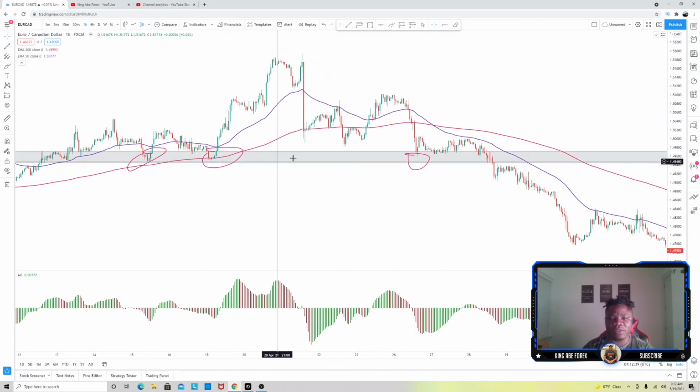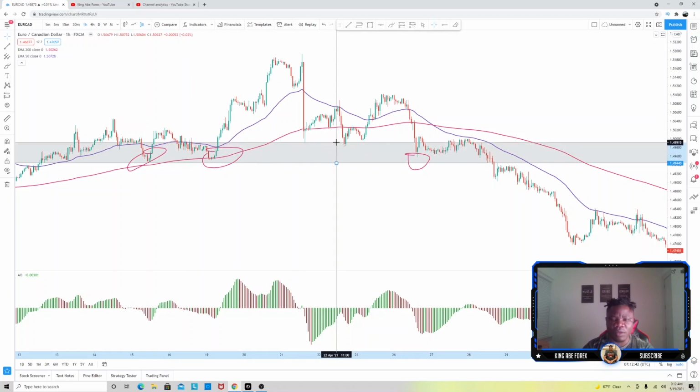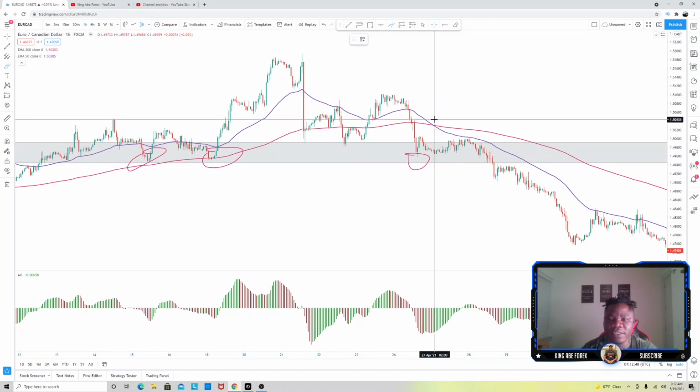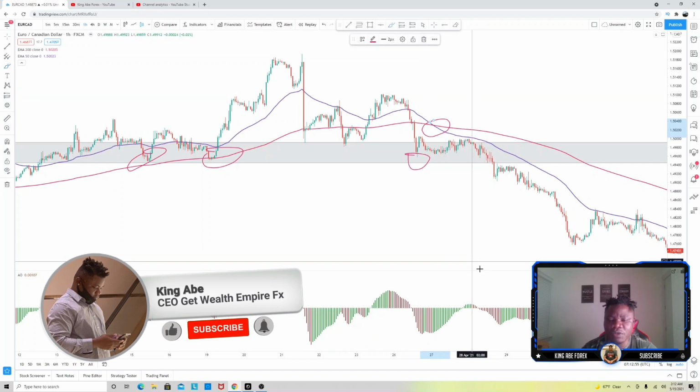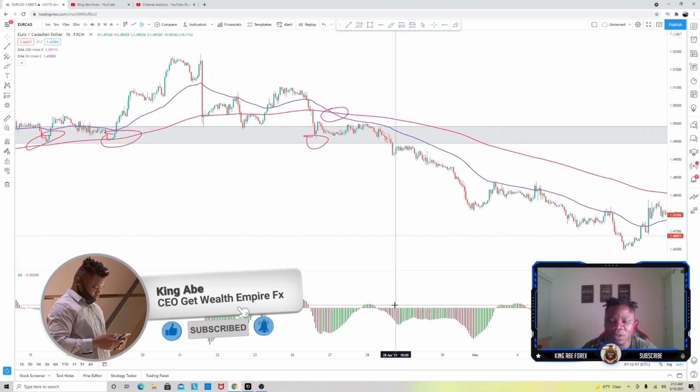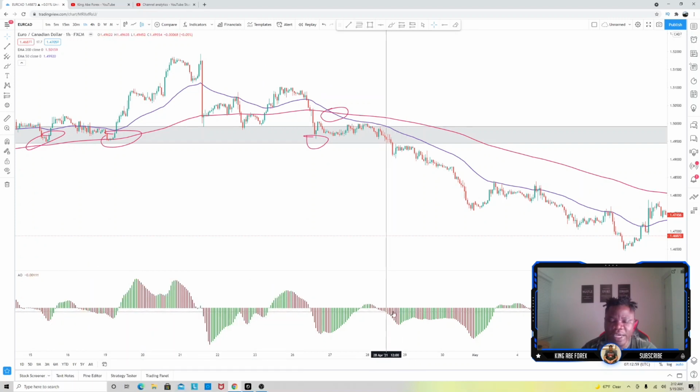And now that we have that zone right over here, what you do is you make sure that the 50 EMA equals the 200. Once you have that, you also have to make sure that this awesome oscillator is below your zero line and it's actually red. It doesn't matter if you see green in between red. As long as this histogram is facing downwards, then you're good. You're absolutely good.